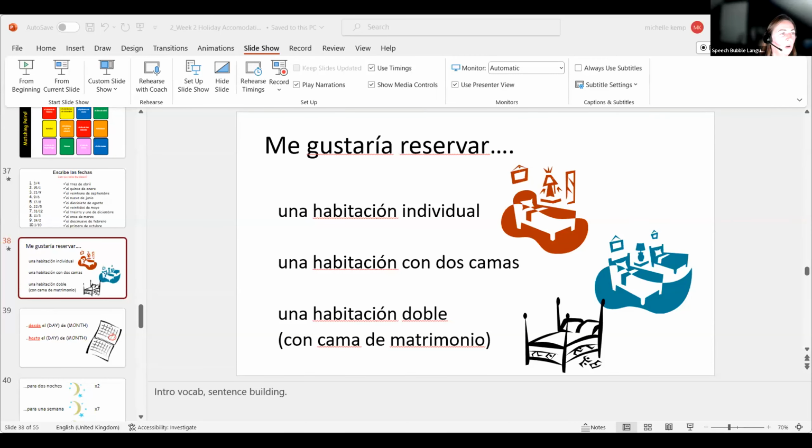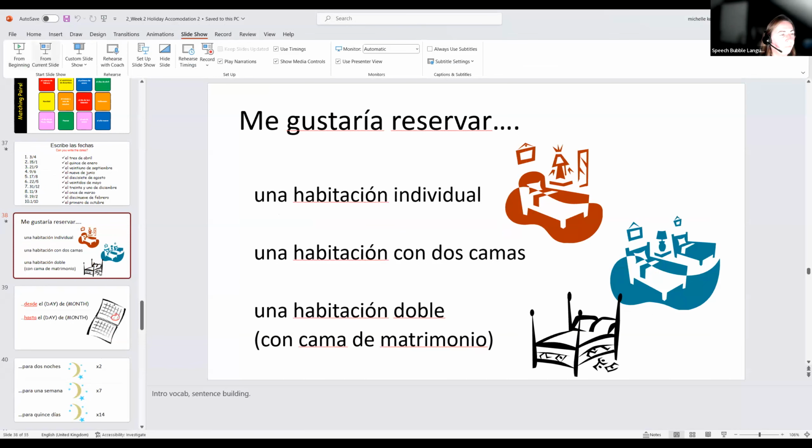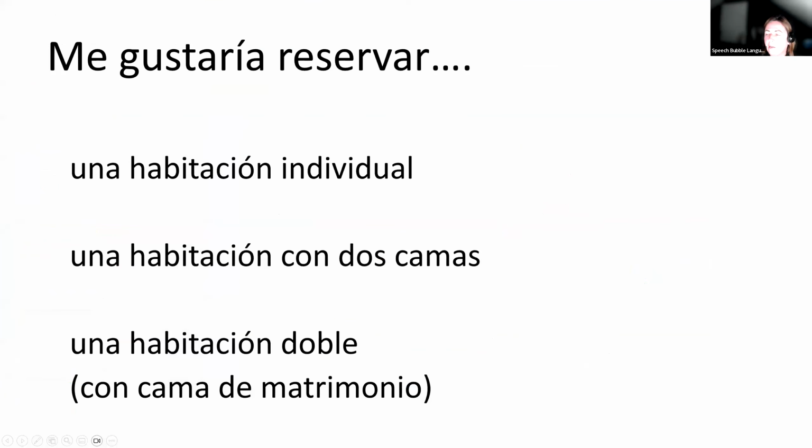Just going to very quickly look at some of the things if we were staying at a hotel that we would reserve. Me gustaría reservar is we are looking to reserve, I would like to reserve something. So, una habitación individual, una habitación con 2 camas, and una habitación doble. Lorna, what do you think a habitación individual is? An individual room, or a single room.